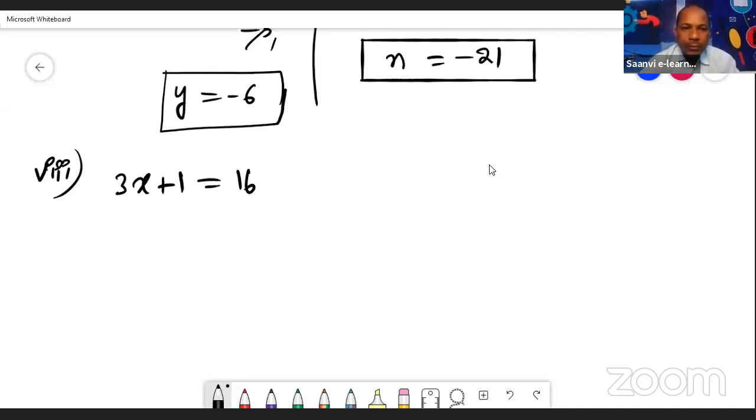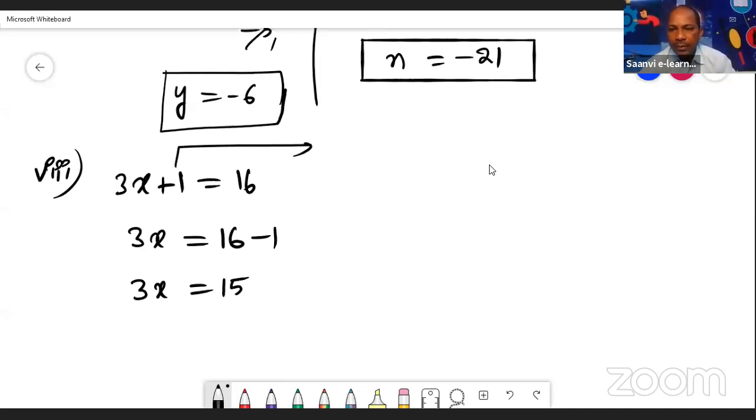So first of all, this plus 1 send this side. When this plus 1 is sent this side, what will happen? It is a plus quantity, so it becomes minus. Why? Because 3x is one quantity, 1 is the other quantity, and between them the plus symbol is there. So when this plus 1 is sent this side, it becomes minus 1. So 3x is equal to, first of all simplify this, 16 minus 1. How much is it? 15.